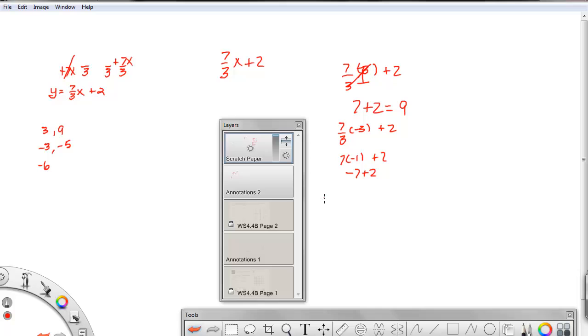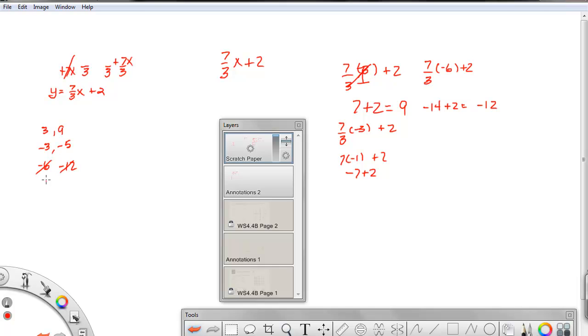And then the last one I use a negative 6. So I have 7 over 3 times a negative 6 plus 2. Well, 3 into a negative 6 is a negative 2, so that's a negative 14 plus 2 equals a negative 12. Well, that's off the graph. I can't plot that one, so I can't use that one.